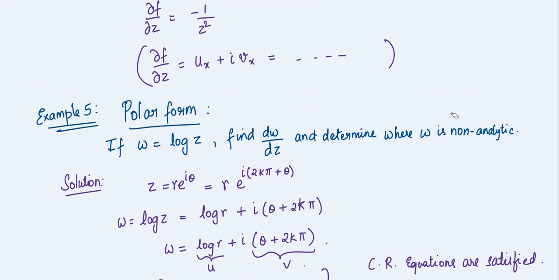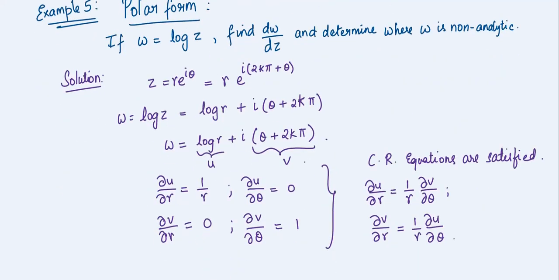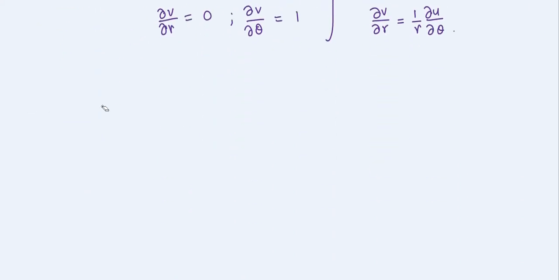You just have to see at which points the function will not exist. When z equal to 0, comma 0, that means your modulus is 0 and amplitude is 0. Amplitude is undefined, in fact. So at that point, 0, comma 0, the function doesn't exist. So W is equal to log z is analytic at all points except z equal to 0.